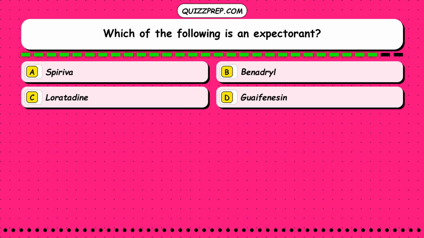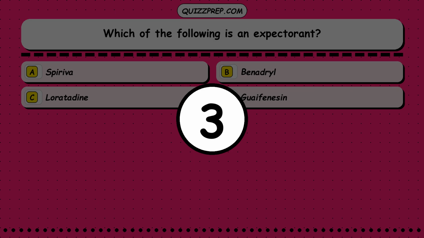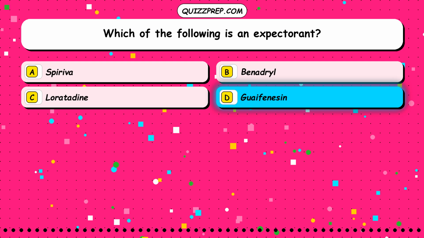Question 259. Which of the following is an expectorant? Option A, Spiriva. Option B, Benadryl. Option C, loratadine. Option D, guaifenesin. The correct answer is option D, guaifenesin.